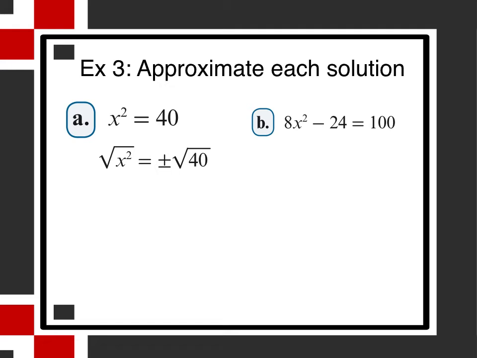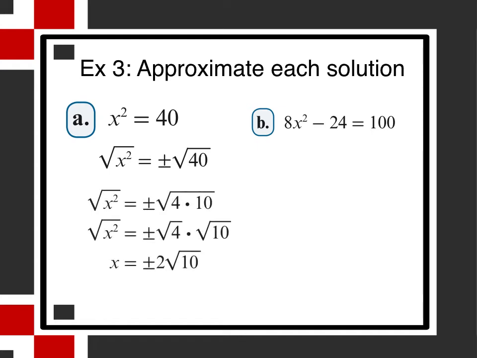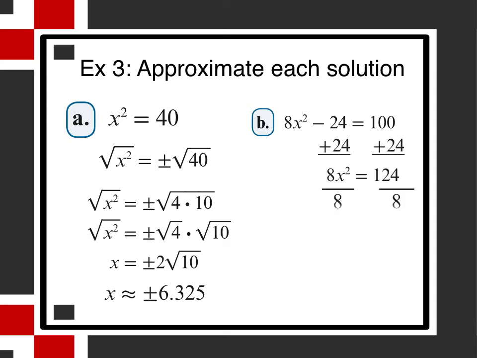So we need to rewrite 40 as some perfect square times something else. So we'll call it 4 times 10. The square root of 4 is 2. So there are two solutions to this quadratic equation, plus or minus 2 radical 10. Example B, let's add 24 to both sides. Let's divide by 8, and we get x squared equals 15.5.